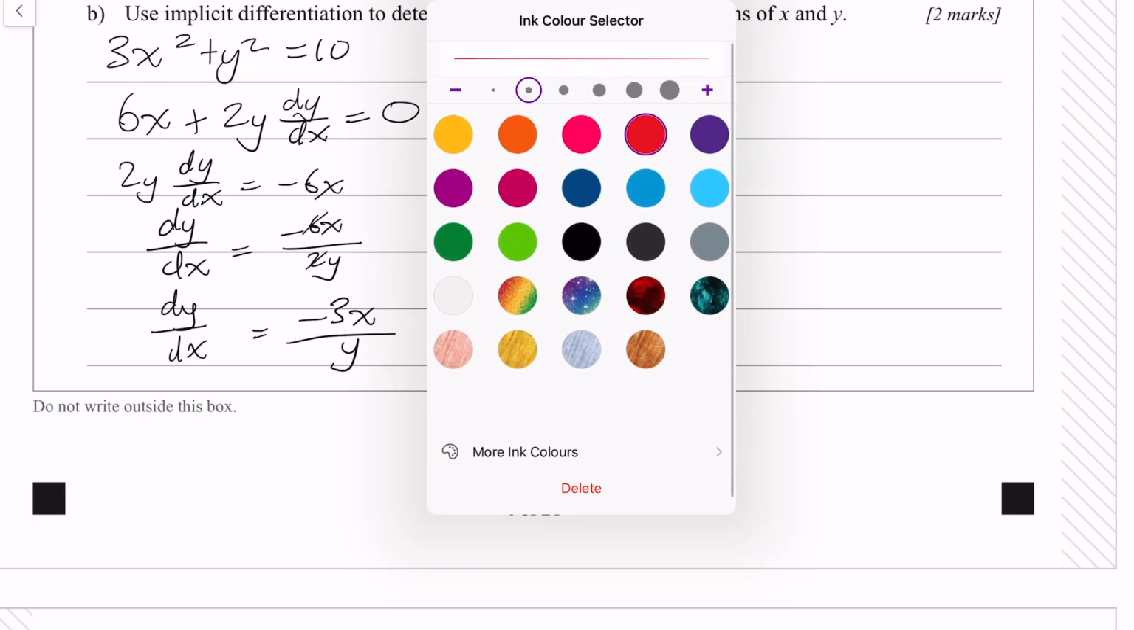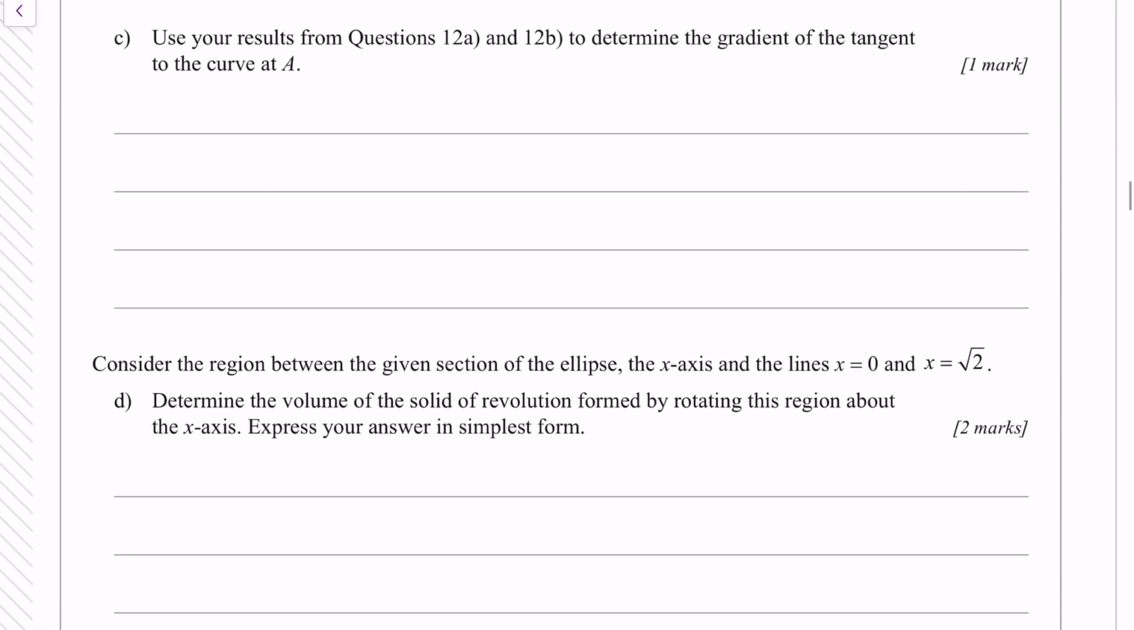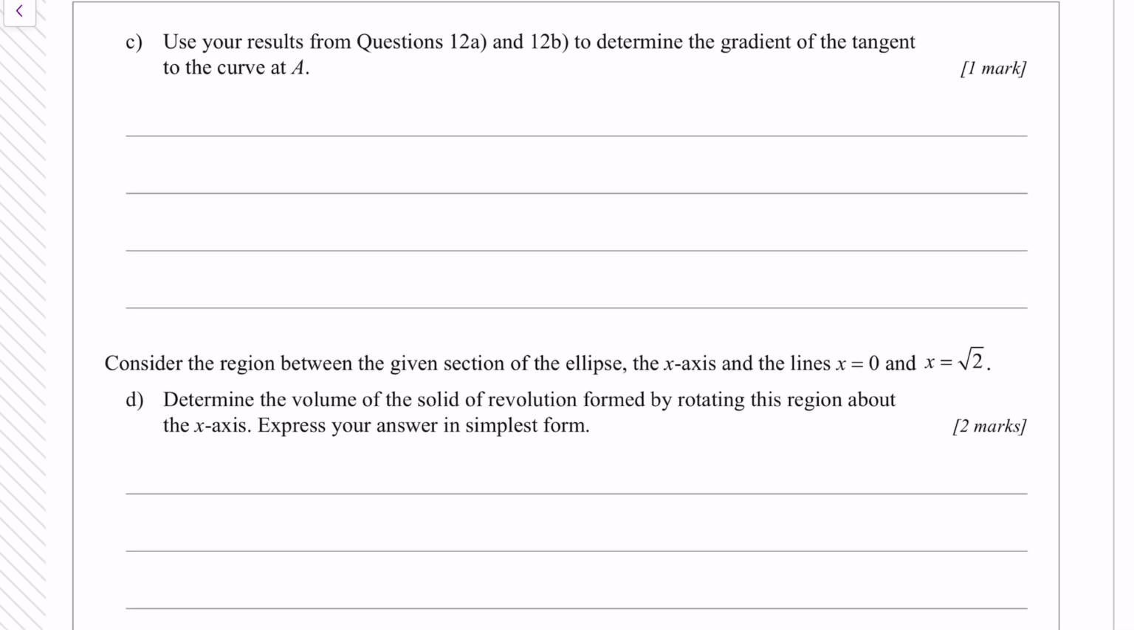So that's 2 marks there. The first mark is using implicit differentiation, which is this one, and the second mark is actually giving the dy/dx in terms of x and y. So that's those 2 marks there. Use your results from questions 12a and 12b to determine the gradient of the tangent to the curve at A. Okay.